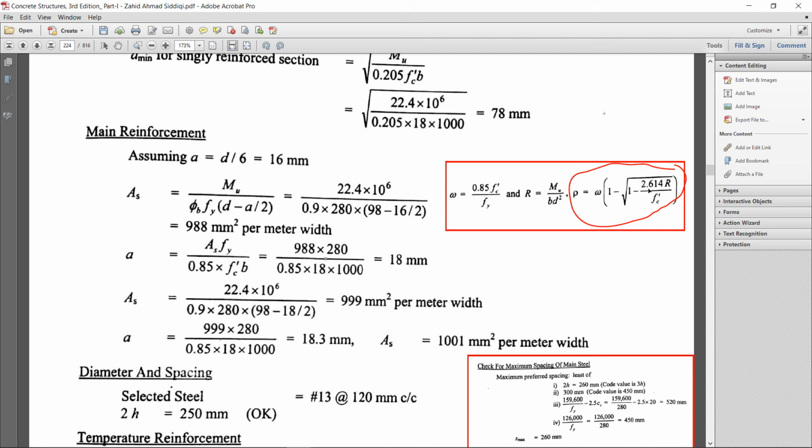1 minus the square root of 1 minus 2.614 R, where R is Mu over b d square, that is Mu over fc prime into b d square. So all the values are given. When you put them in, you will get the rho value, the steel ratio, and you multiply with b d, and then you will get the area of steel. Either you can use this method or the exact formula method. You will get the same answers. Now we got the area of steel, that is 1000 millimeter square for the 1 meter strip. So here is the selected steel: number 13 at 120 millimeter center to center.